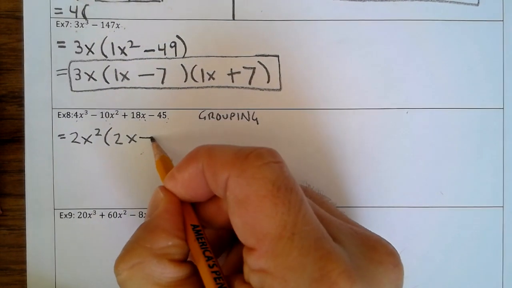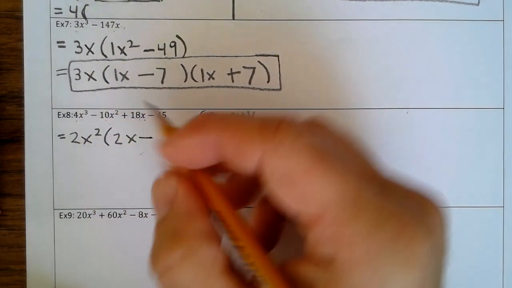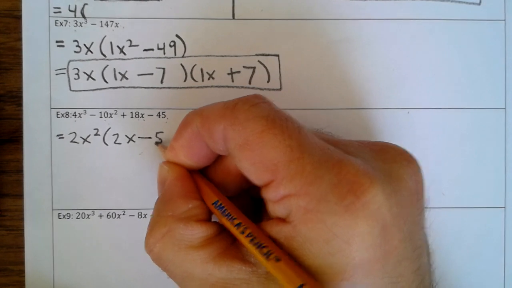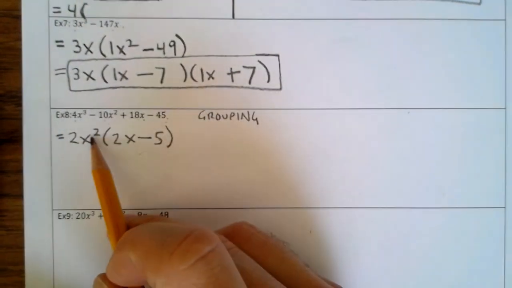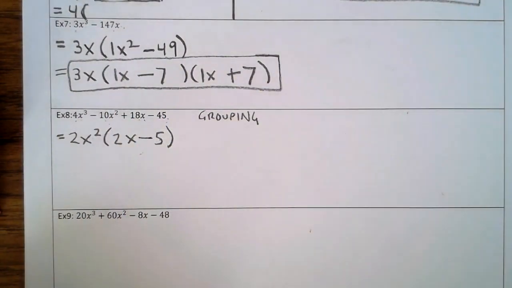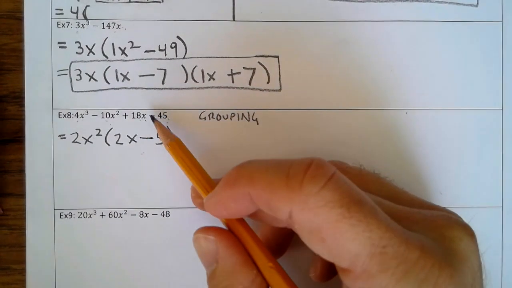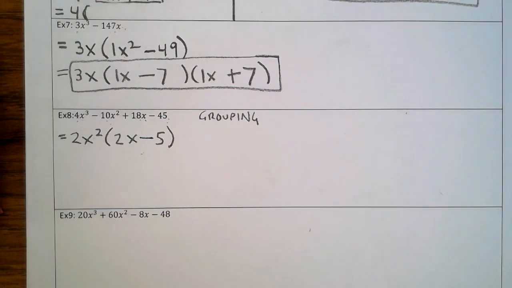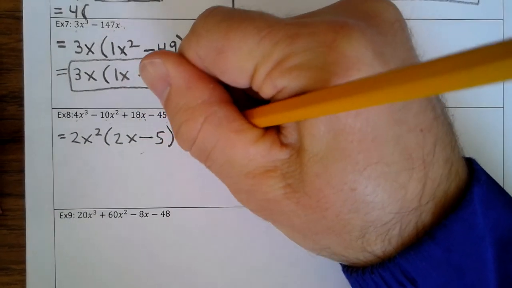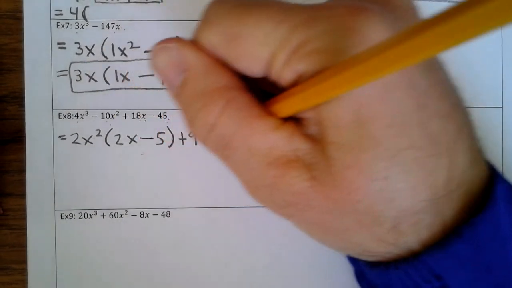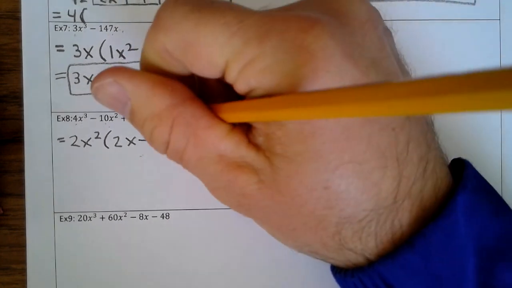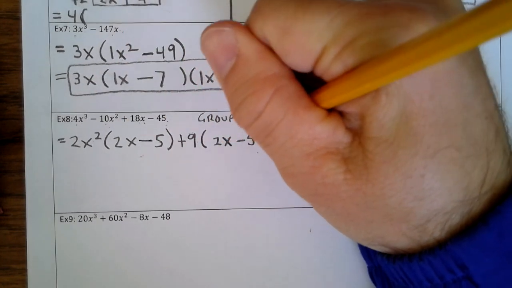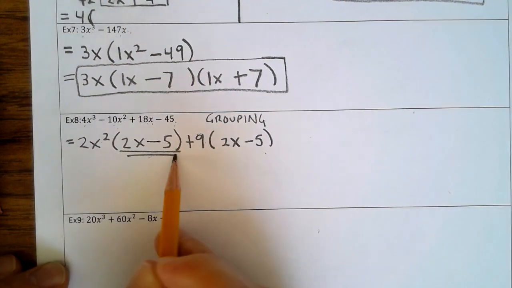Now it looks like here the biggest number that we can factor out is, looks like a 9, so plus 9, because 18 divided by 9 is 2x, and 45 divided by 9 is -5. Now when factoring by grouping, if these are the same, then you combine the terms. So this becomes 2x squared plus 9 times 2x minus 5.